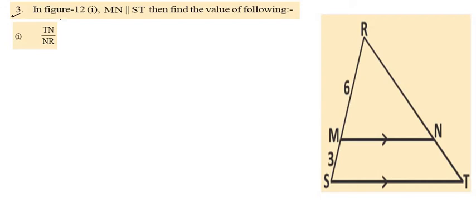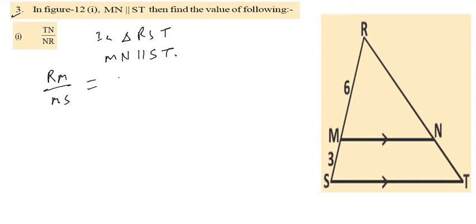It is the third. In the figure, this one MN is given as parallel. To find the value of the following, TN upon NR. So let us see what will happen. In triangle RST, as you know, MN is parallel to ST. So by the theorem, RM upon MS will be equal to RN upon NT.